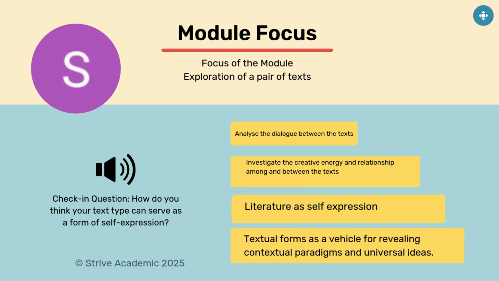So if you were going to ask yourself one question to wrap up, is your text type, or perhaps your pair of texts has two very different text types, how are they serving as a form of expression for either author? And in what ways is the author exploring or representing their paradigm, their world, their context throughout their self-expressive creative writing or creation tools in their textual form?